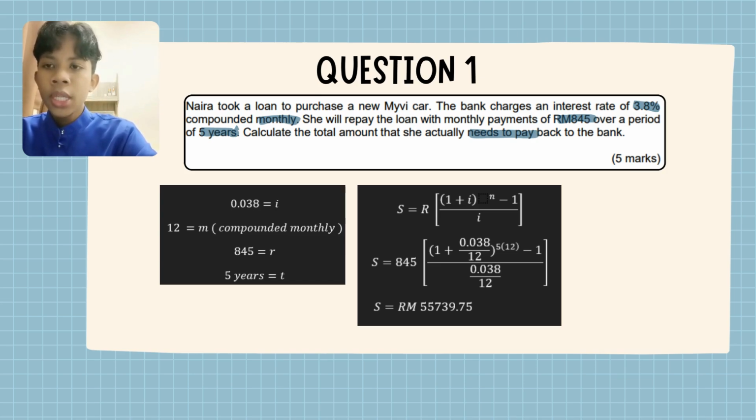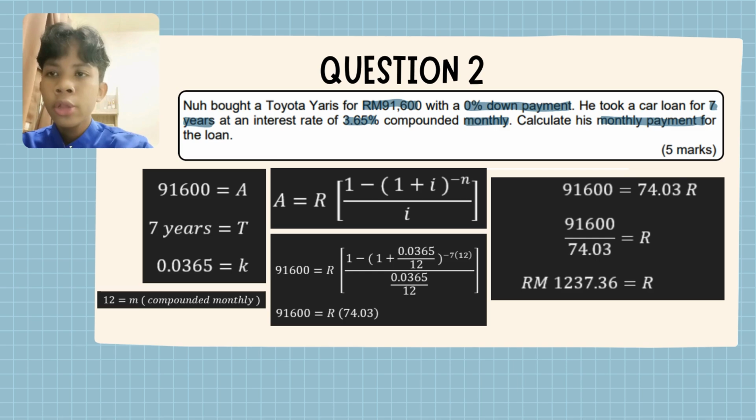Put all information in the formula and we will get x equal to 845 multiplied by the fraction, in the numerator of the fraction, open bracket, 1 plus 0.038 per 12, close bracket, power of 5 times 12, minus 1, in the denominator of the fraction is 0.038 per 12, and we will get x equal to 55739.75.